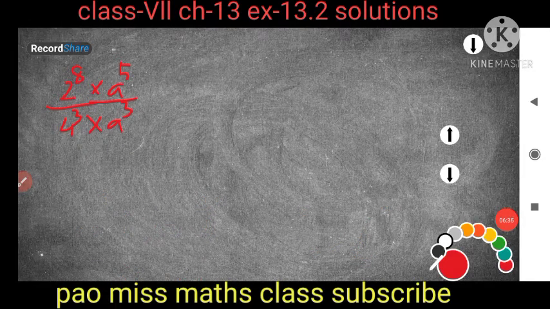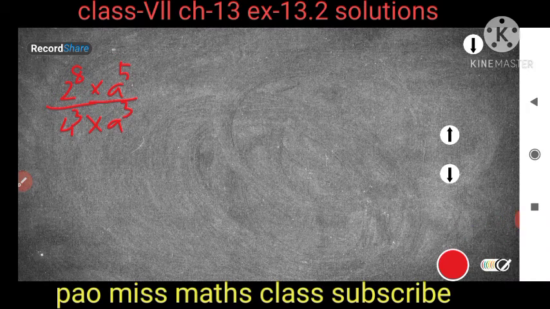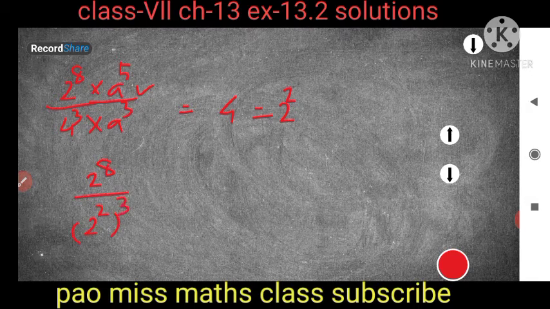So this is the question. 2 to the power 8 multiply a to the power 5, then again upon 4 to the power 3 and a to the power 3. Now what can we write? Instead of 4 we can write 2 to the power 2, isn't it? So what will you write? 2 to the power 8, and here you will write 2 to the power 2, then again 3 is also there, so you will write again 3, then multiply with a to the power 5 upon a to the power 3. Then now it will become 2 to the power 8 and 2 to the power 2 3s are how much?